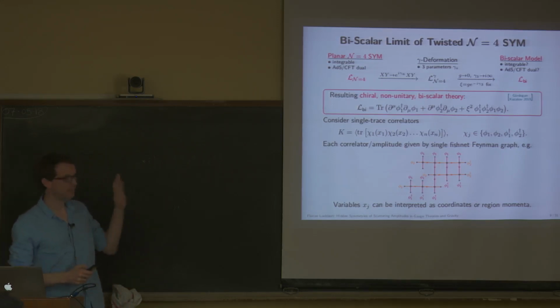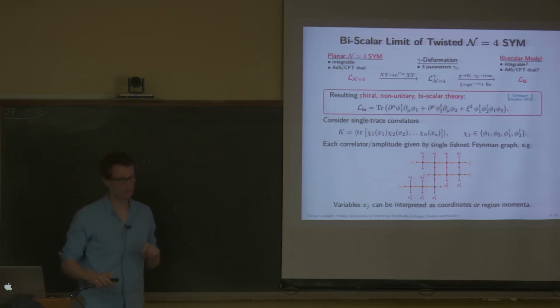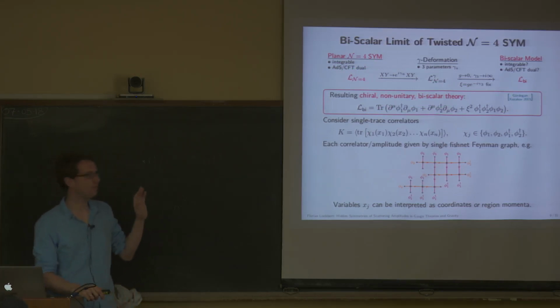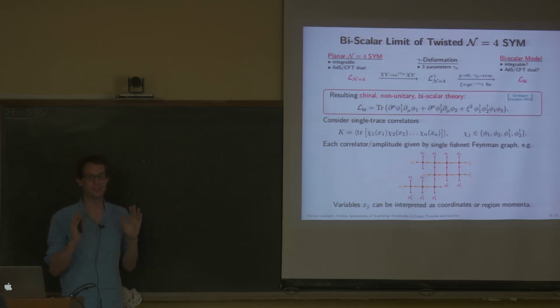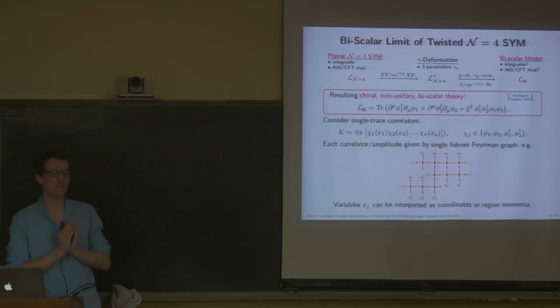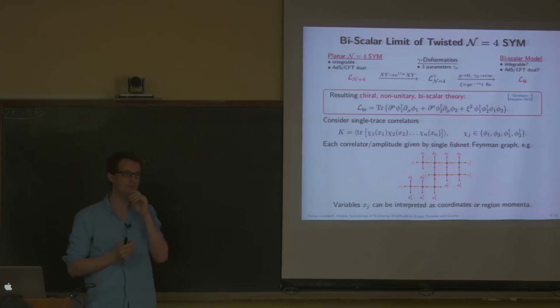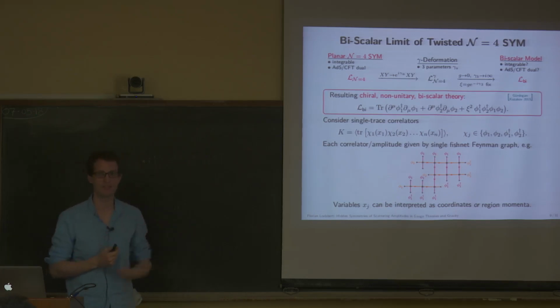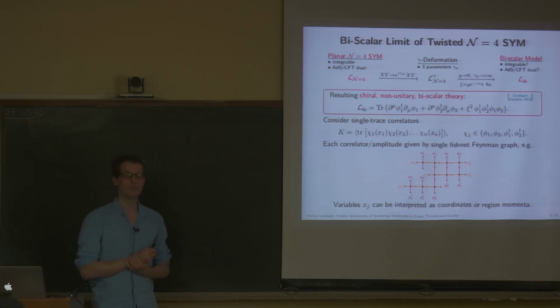So, taking this particular limit, starting from my planar N equals 4, I get this Lagrangian. And this will be the theory I'm now interested in. Unfortunately, it's a non-unitary theory, so from a physicist's point of view, you might ask, okay, why should I actually look at this? Why is this interesting? It's non-unitary because I have only this ordered 4-point vertex and not its complex conjugate.